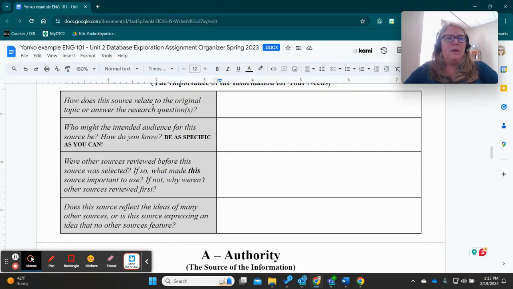Relevance. How does this source relate to the original topic or answer the research question? So basically, how do you feel like this interacts with your R2? Okay. What does it cover that is going to help you respond to R2? Who might be the intended audience for this source and how do you know? So I'm going to go over a little bit about audience. What other sources did you look at before you selected this one, and why was this the one you chose? So here's where I would talk about the two that I found on the SIRS database that were from the Washington Post and why I chose this one instead. One of the reasons I lean toward this one is that it's more current.